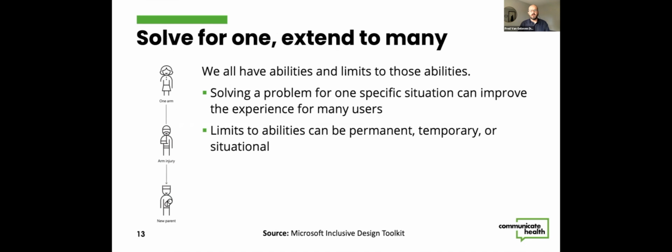Here's a concept that really illustrates how that can work for everyone. Solve for one, extend to many. We all have abilities and we all have limits to those abilities. That's why there are different types of disability. Disability can be permanent, like it is for someone who's born with one arm, or it can be temporary, as it is for someone whose arm is in a cast, or it can be situational, like when someone is holding a baby.